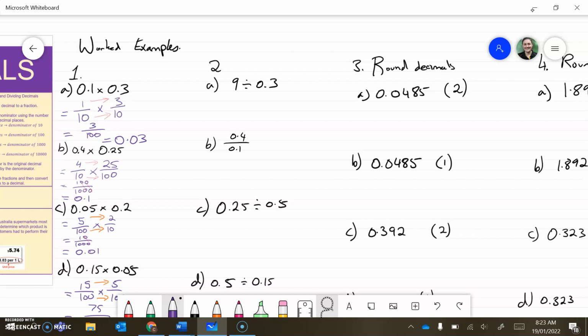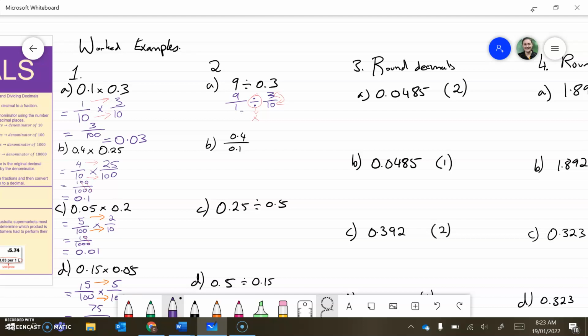Okay, example number 2. We have 9 divided by 0.3. So again, we're going to make them fractions. So 9 will be 9 over 1 divided by, we've got 1 decimal place, so our denominator is 10, so it's 3 tenths. To divide fractions, we switch and flip.